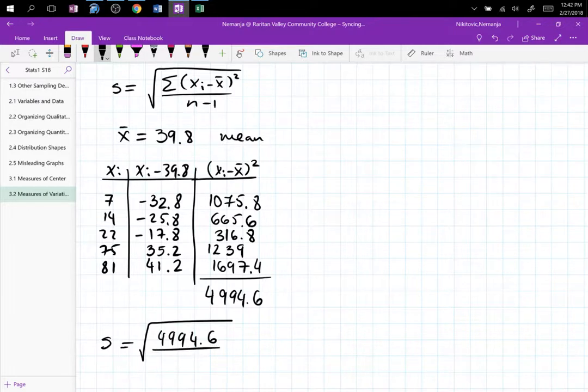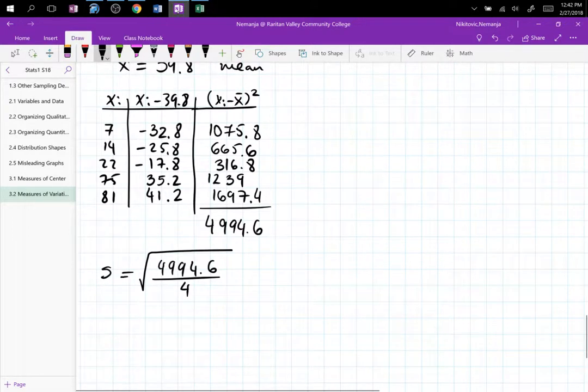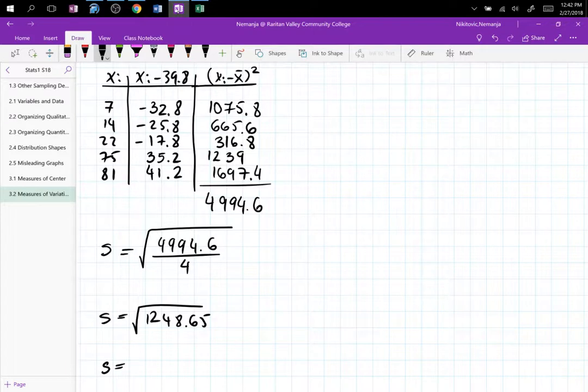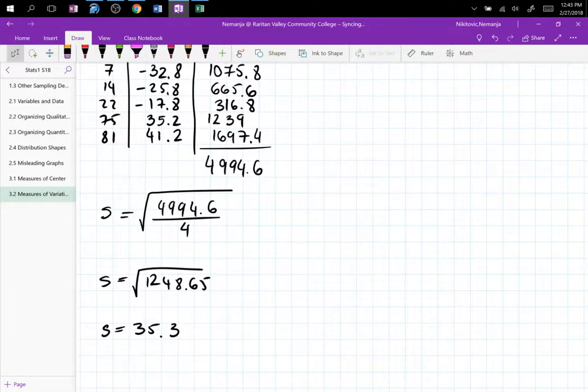And now we have S equals the square root of 4994.6 divided by 5 minus 1, which is 4. So we divide this number, 4994.6, by 4. We get that S is equal to the square root of 1248.65. And then we take the square root of that answer to get S equals 35.3. That's it. So the standard deviation is 35.3.